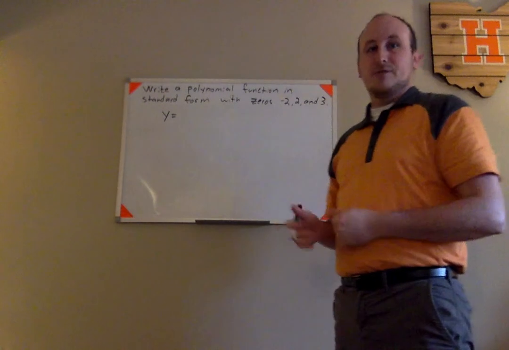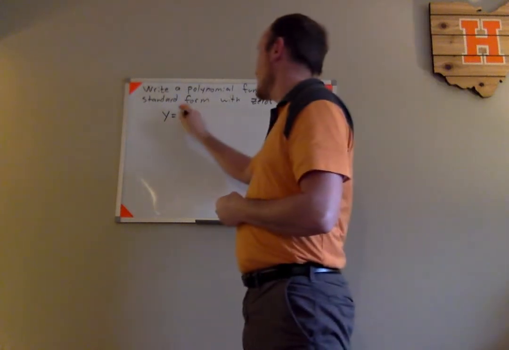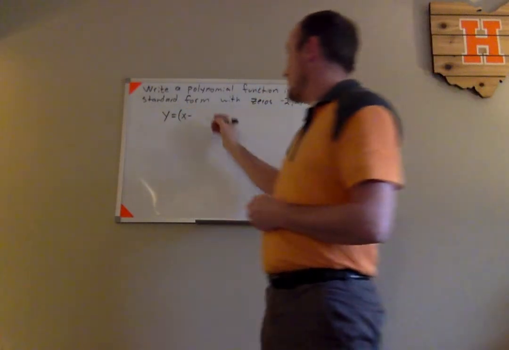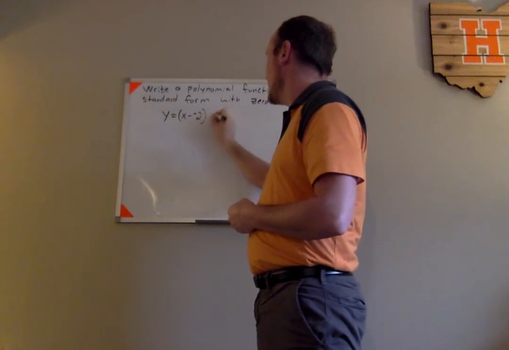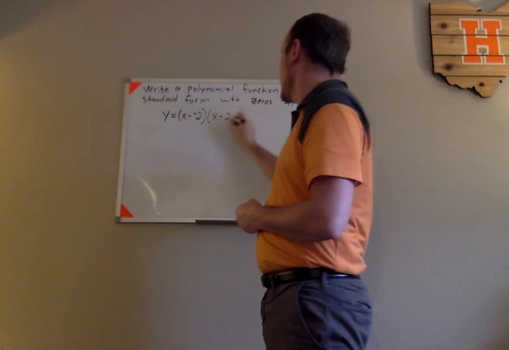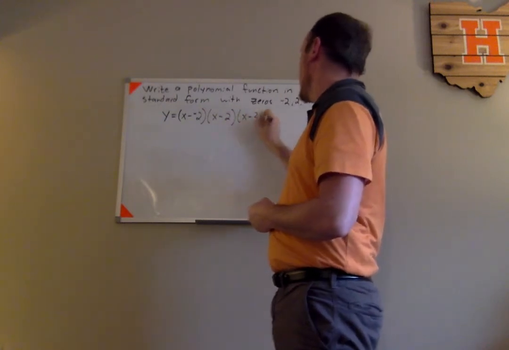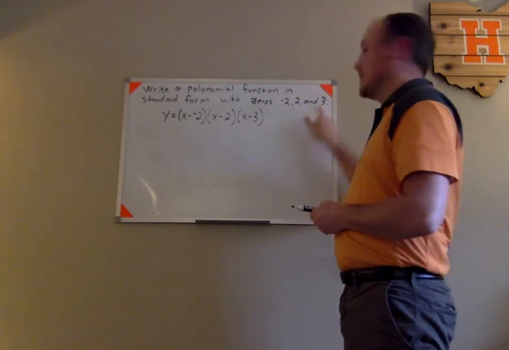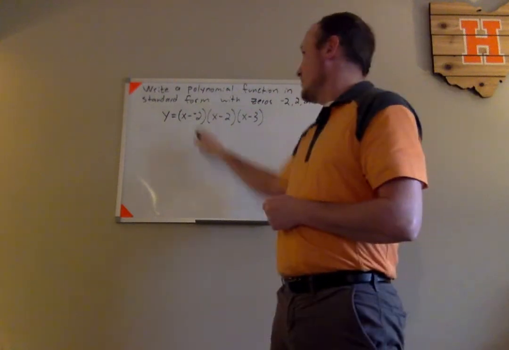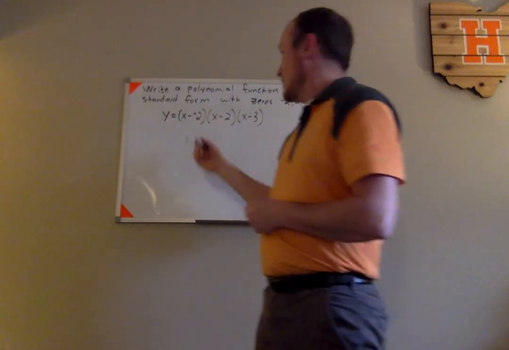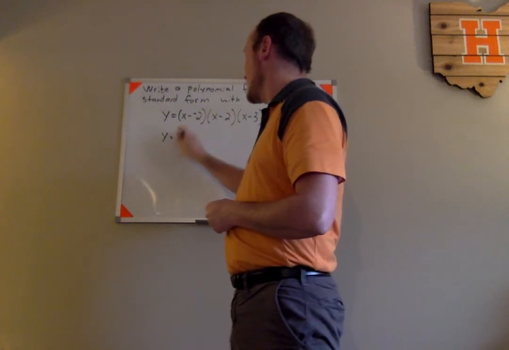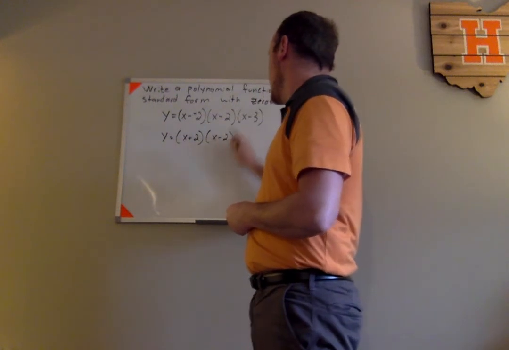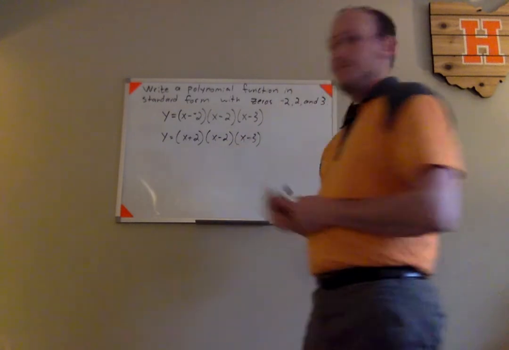Well, if it's going to have these given zeros, then it will have the linear factors of x minus each one of these numbers. So it would have x minus -2, x minus 2, and x minus 3, like that. So again, it's always x minus each one of these real zeros. Now, I can clean that up a little bit because I wouldn't want to say x minus -2. Subtracting a negative is the same thing as adding. So we have x plus 2, x minus 2, and x minus 3 for that.